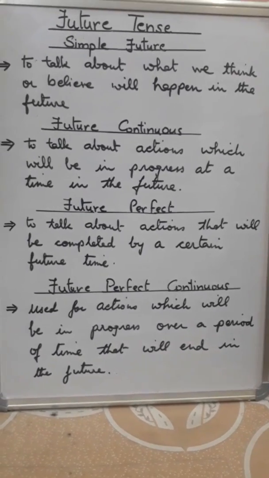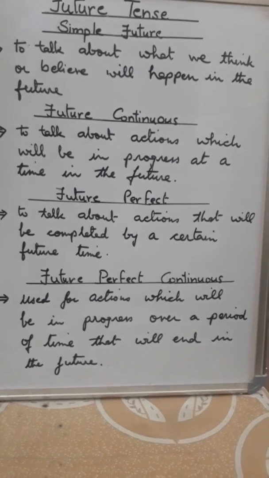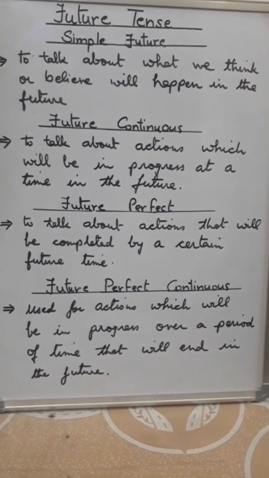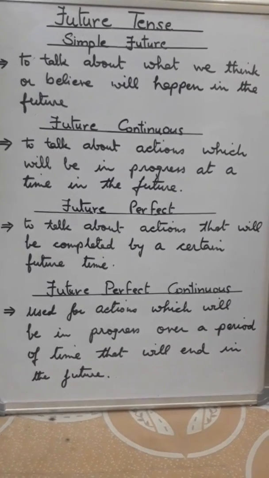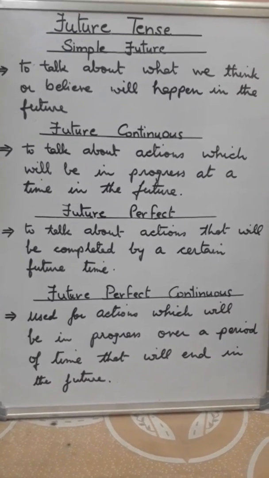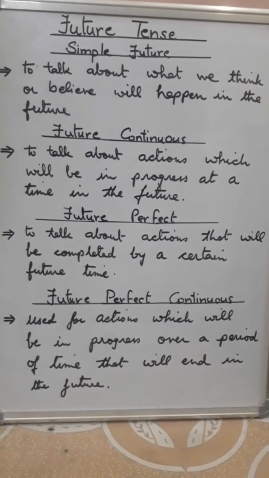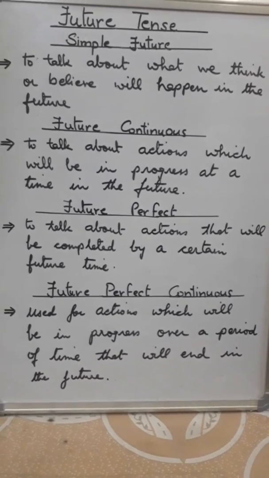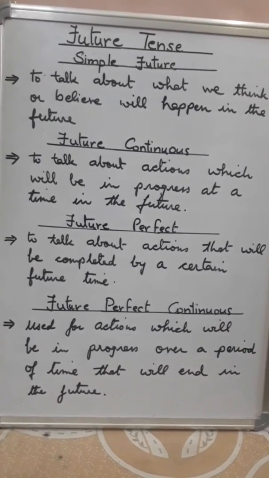Future perfect is used to talk about actions that will be completed by a certain future time. For example, I shall have written my exams by then, or he will have left before you go to see him. Future perfect continuous tense. The future perfect continuous is used for actions which will be in progress over a period of time that will end in the future. For example, I'll have been working for 20 years next July.